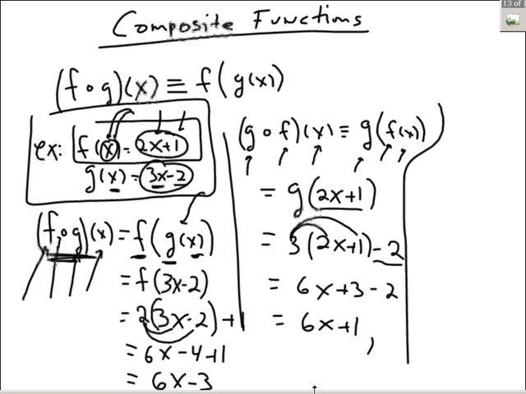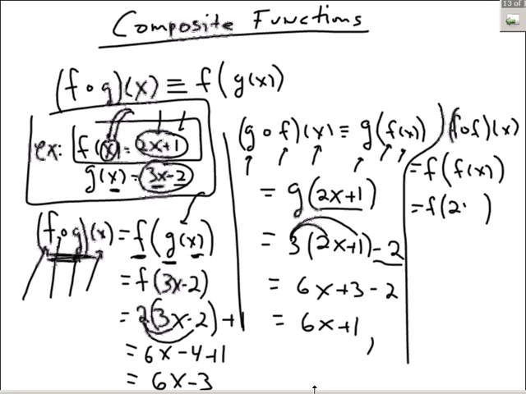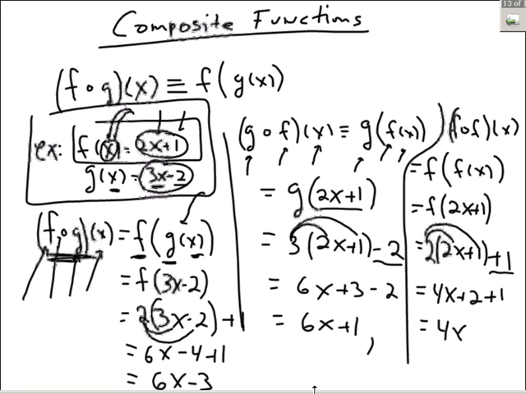Now, you can have other functions, like maybe f circle f of x. Well, this is f of f of x, and f of x happens to be 2x plus 1. What does f do to what's in the brackets? It takes what's in the brackets, multiplies it by 2, and then adds 1. So you have 4x plus 2, plus 1 more, 4x plus 3. And that's what you get for the f circle f function.